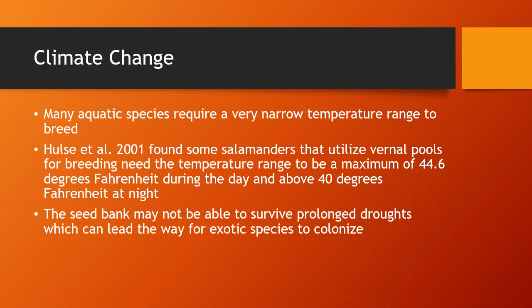Climate change is probably one of the biggest factors for influencing vernal pools. Many aquatic species require a very narrow temperature range to breed. Holst et al. in 2001 found some salamanders that utilize vernal pools for breeding need the temperature range to be a maximum of about 44.6 degrees Fahrenheit during the day and above 40 degrees Fahrenheit at night. This very selective range is the only functional temperature where these salamanders can breed in certain vernal pools of California.